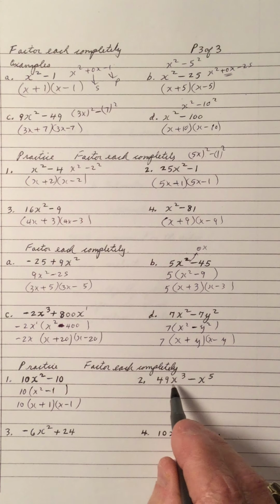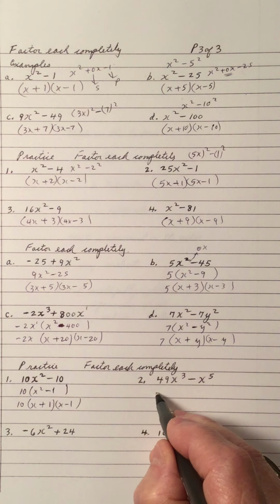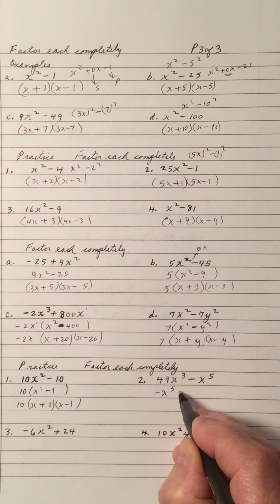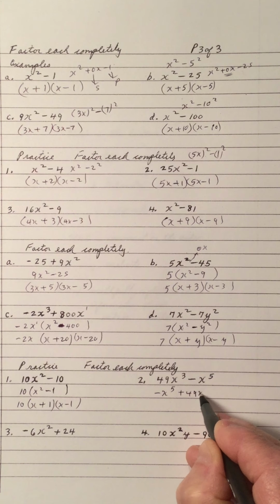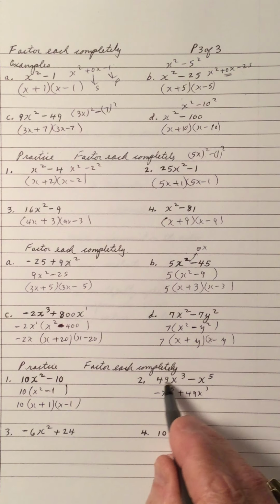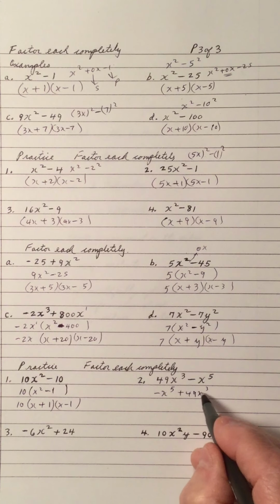Now, descending order. That's a 3 and that's a 5. Oh, we got to go descending order. 5 first, and the x cubed second. When we move these around, we do not change the signs.